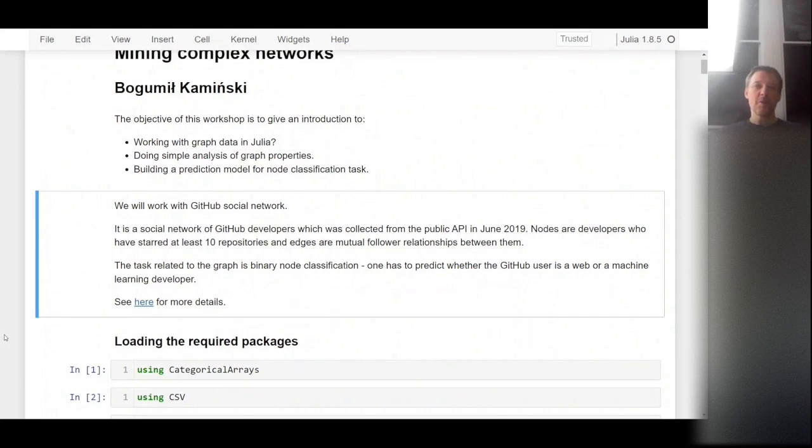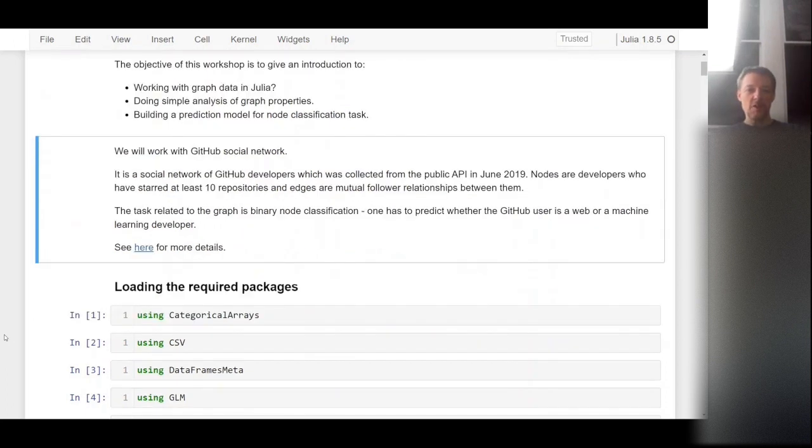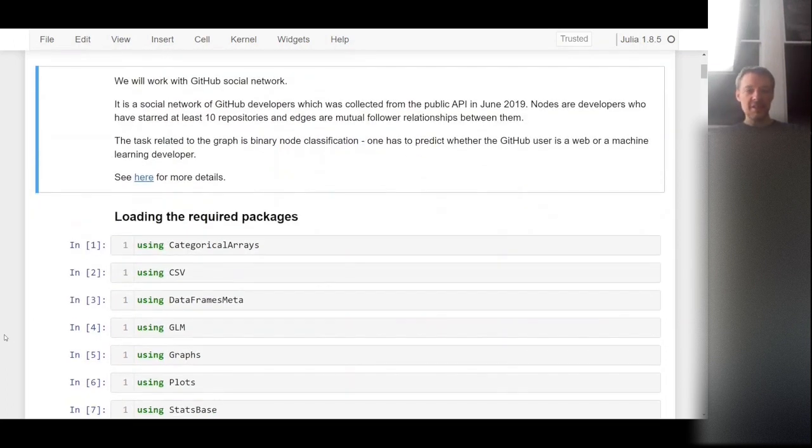So what we will want to do is, for every developer, count how many web friends this developer has and how many machine learning developer friends this developer has, and see whether this is indeed an indicative feature helping me to understand what kind of developer we see. Okay, so let us move forward and try doing this analysis.